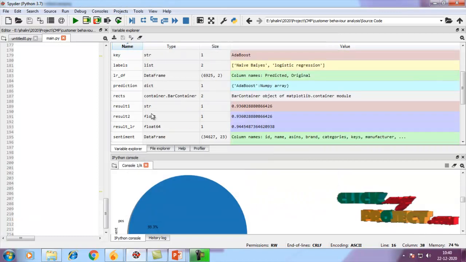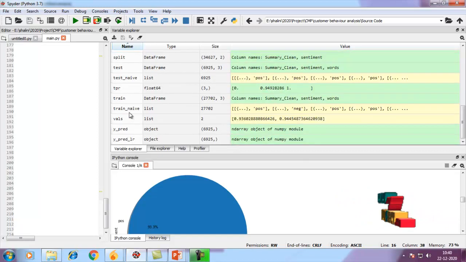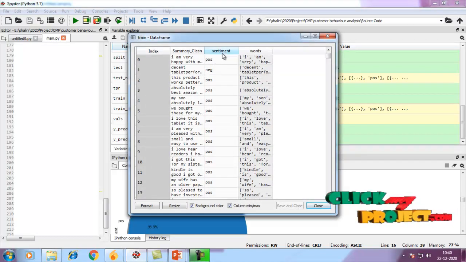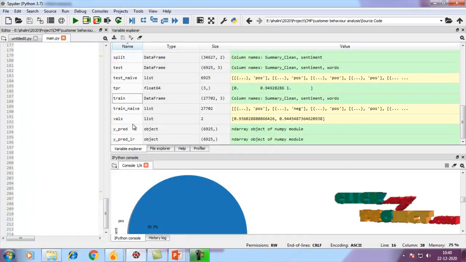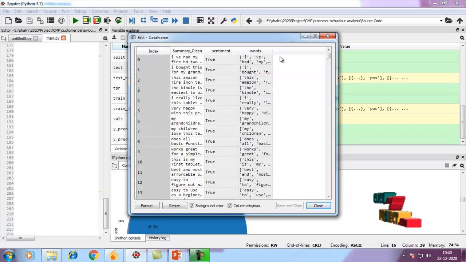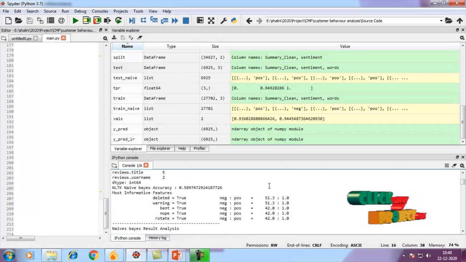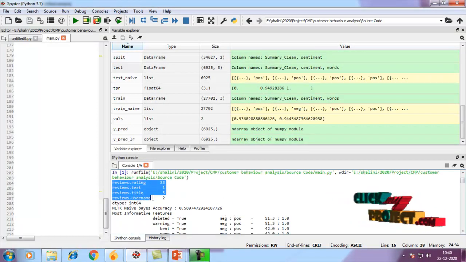And we have to split the train and test portions. This is our train part. It separates the sentiments and summary claims, and also the test part. We have two portions, train and test. Here we are seeing the pre-processing of the set. It displays the number of null values count.